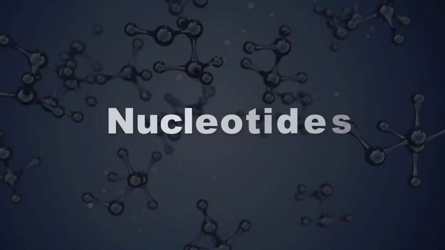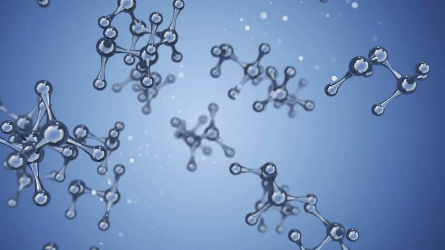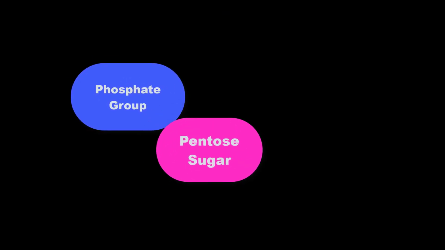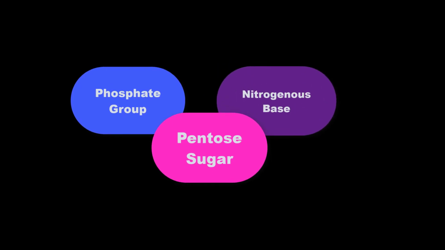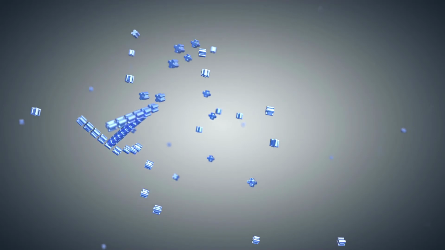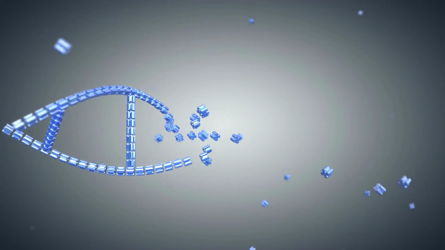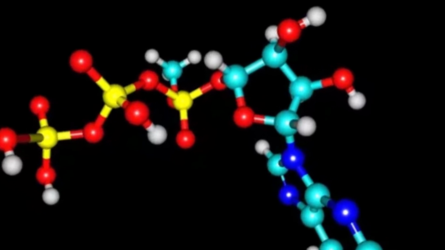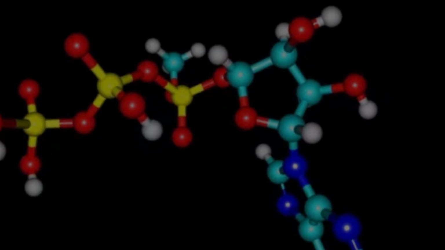Nucleotides. A nucleotide is one of a class of organic compounds composed of 3 subunits: one or more phosphate groups, a pentose sugar, and a nitrogen-containing base. Nucleotides can be assembled into nucleic acids as DNA or RNA, or as the energy-containing compound adenosine triphosphate, or ATP.